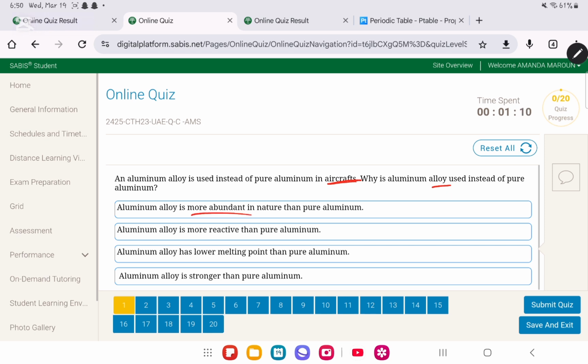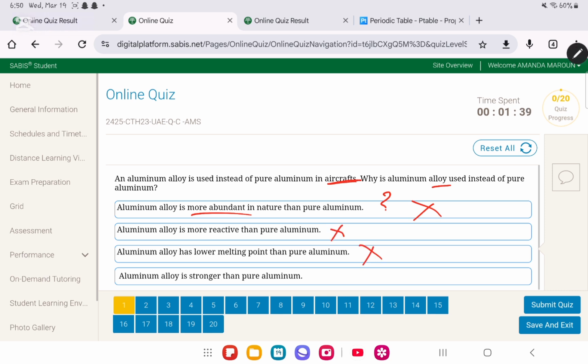If it's more abundant in nature, how does this benefit us? For sure, this doesn't benefit us. It's a gray area, if you want. Okay. So if the alloy is more reactive than pure aluminium, imagine you are in an airplane made out of something that's more reactive. For sure, it's gonna react with the surroundings and it's not gonna last. So for sure, this is wrong.